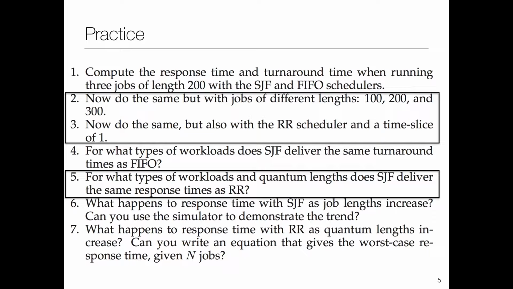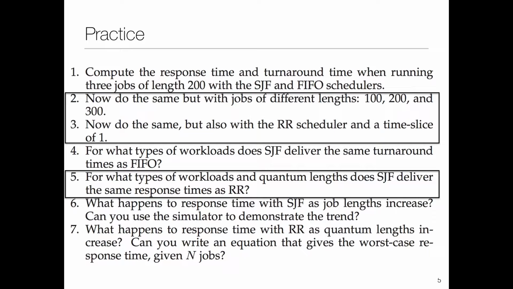I'll very quickly solve for the trivial case. Let's say we have jobs of length 10, 10, 10, and they all arrive at the same time, t equal to 0. For SJF, we'll have P1, P2, P3 finishing at 10, 20, 30. The response time for P1 is 0, for P2 is 10, and for P3 is 20. The average response time is 10.